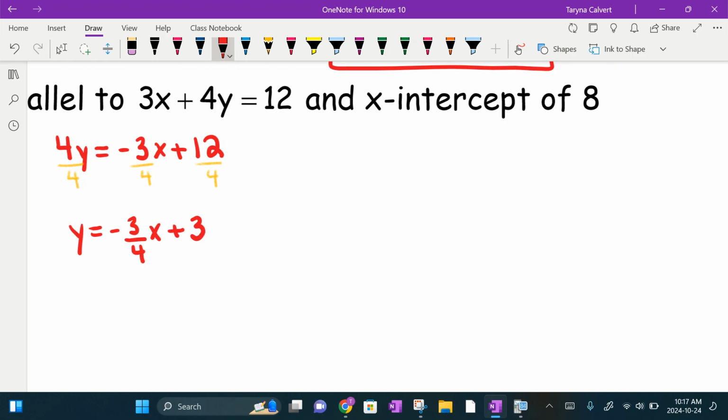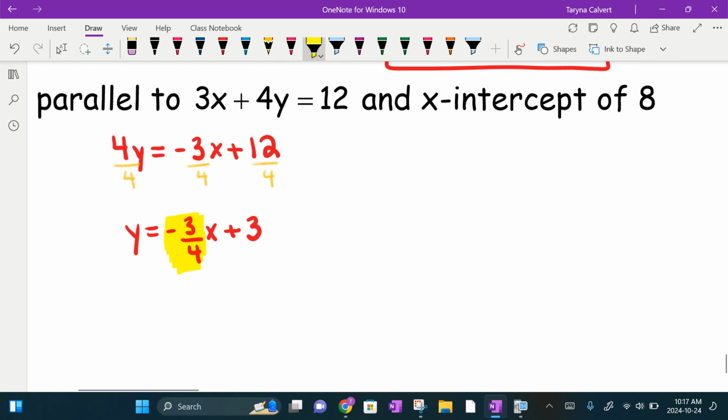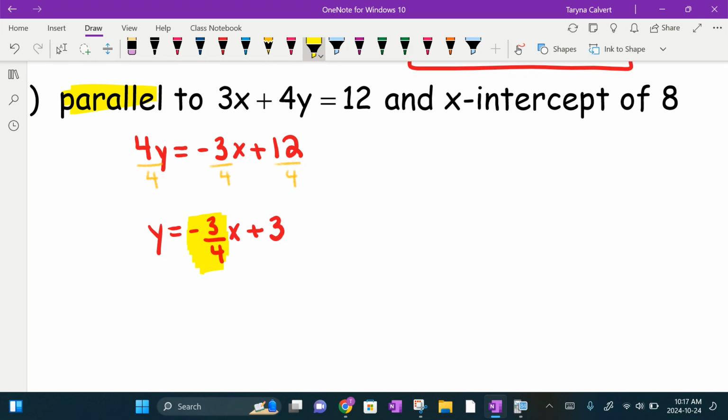And again, I could care less about what the y-intercept of this original equation is. All I care about is the slope. So what word are we looking at again? Parallel. So since it's parallel, we know that we are using the same slope. So therefore, m is going to equal negative 3 over 4.